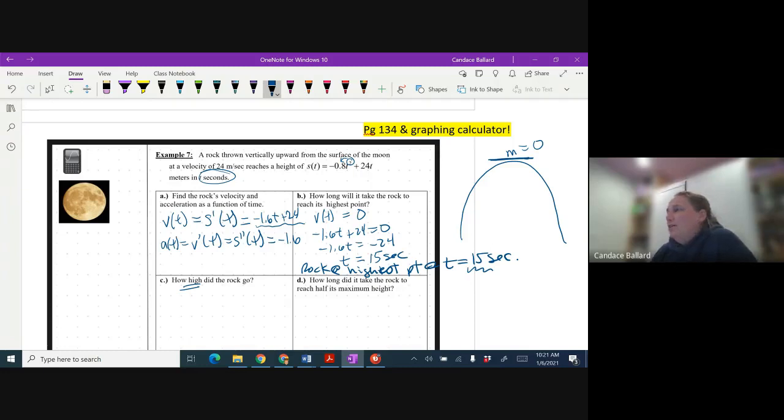All right, Jocelyn's saying position, plug 15 into t. Let's see if there are any other opinions on this one. Do we agree with Jocelyn? Is that what you guys think we should do? Position, plug 15 into t. Okay, so Brianna and Jocelyn agree.